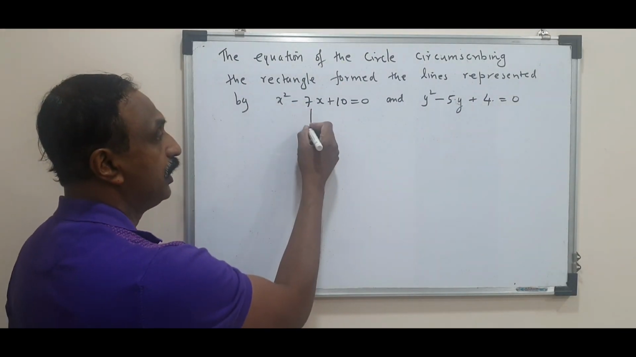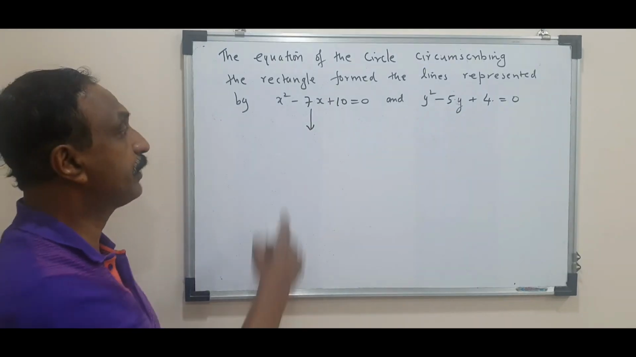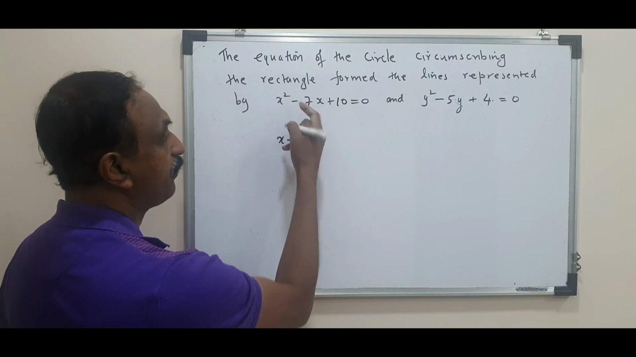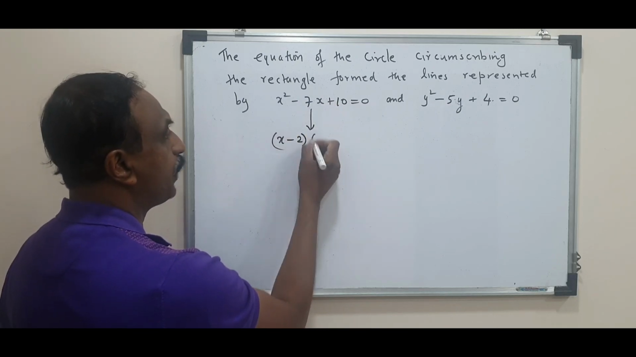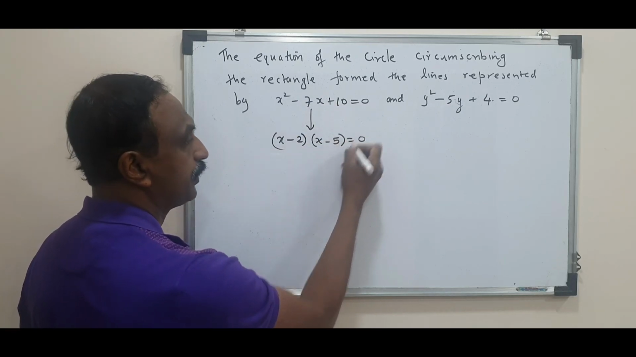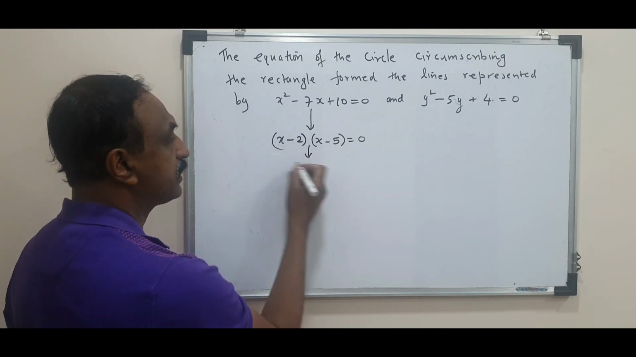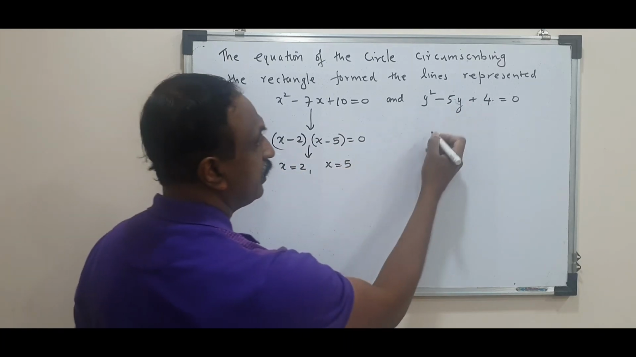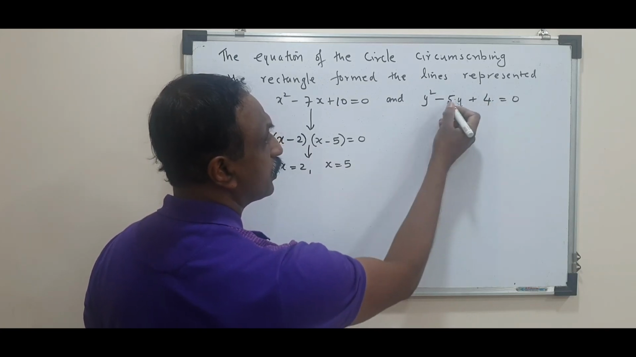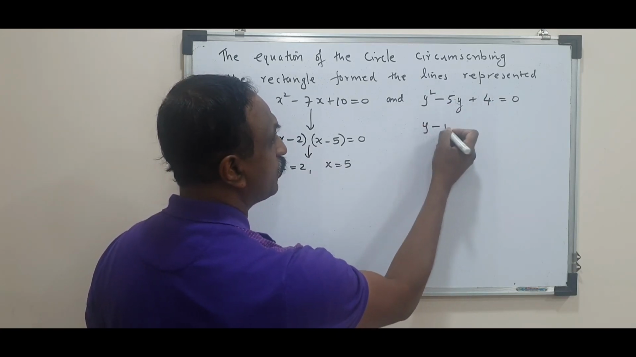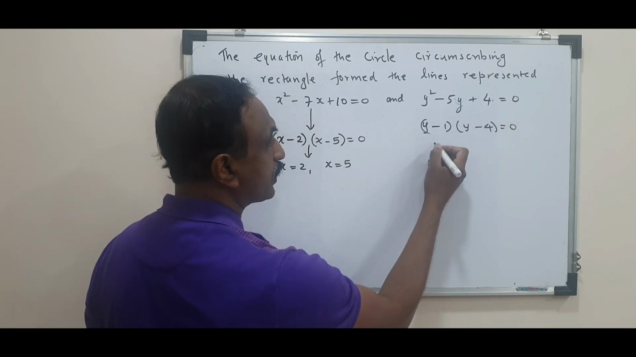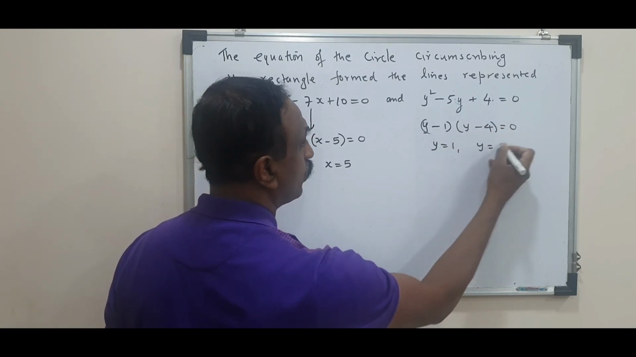So first of all, we will separate the equation. How do you separate the equation? The product is 10, the sum is 7, so the factors are 5 and 2. So (x minus 2) into (x minus 5) equals 0. So the lines represented by this are x equals 2 and x equals 5. Here the product is 4 and the sum is 5. So (y minus 1) into (y minus 4) equals 0. So the separate equations are y equals 1 and y equals 4.